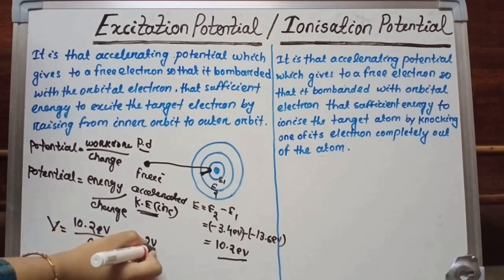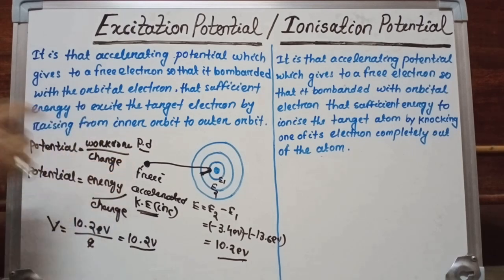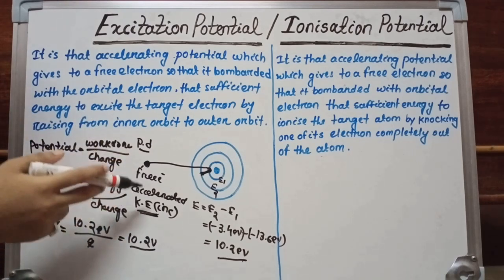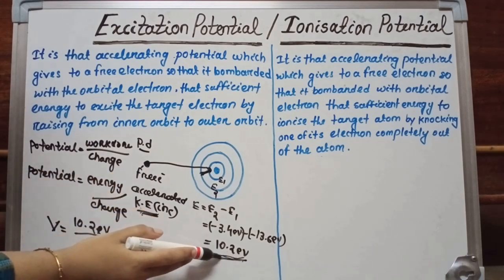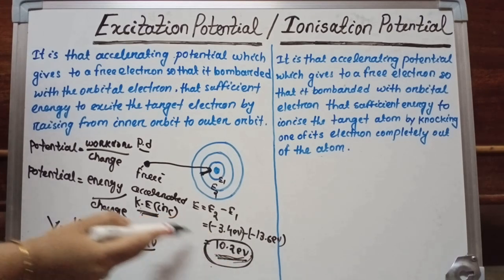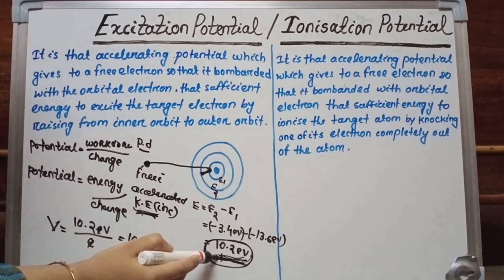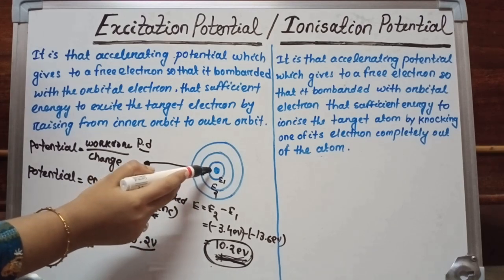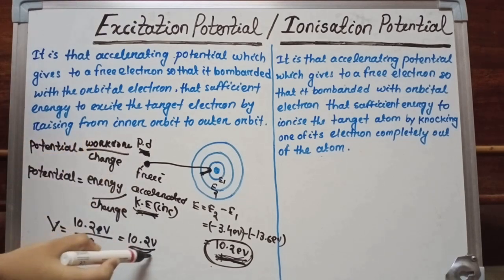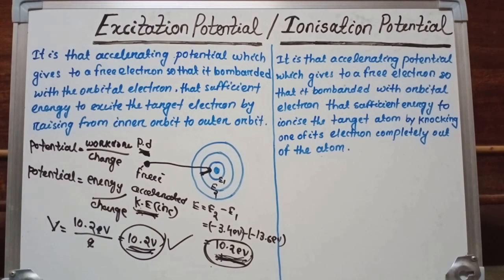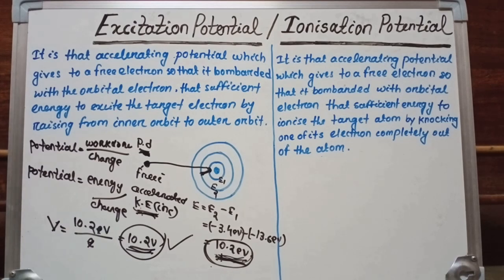As we provide 10.2 volt potential difference to a free electron, that free electron gets accelerated and its kinetic energy increases. That kinetic energy is equal to the excitation energy. Due to this excitation energy, that electron can jump from the innermost orbit to the outer orbit. That potential difference which we provide to the free electron is called excitation potential. This is all about excitation potential.